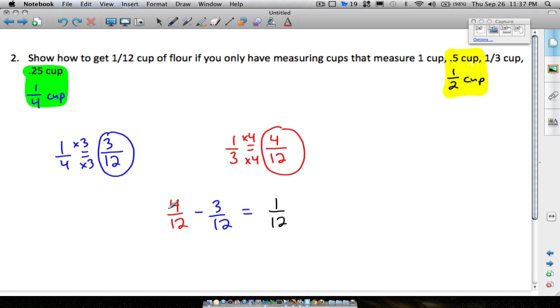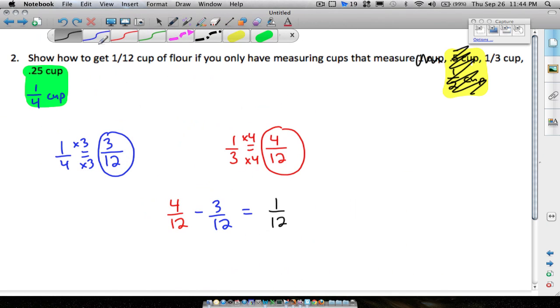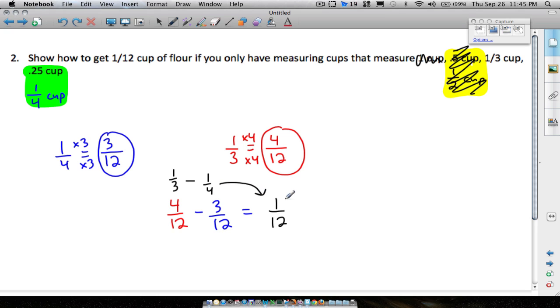But how in the world do we do this with these measuring cups? Well, first of all, we never used the 1 cup and we never used the half a cup. The only two that we used were the 1/3 and the 1/4. So to show this, I mean, you're showing me right there, but I want you to put a sentence or some type of explanation or a picture or something like that. What we did right here is we took the 1/3 cup and we subtracted the 1/4 of a cup. And that's how we got that 1/12.